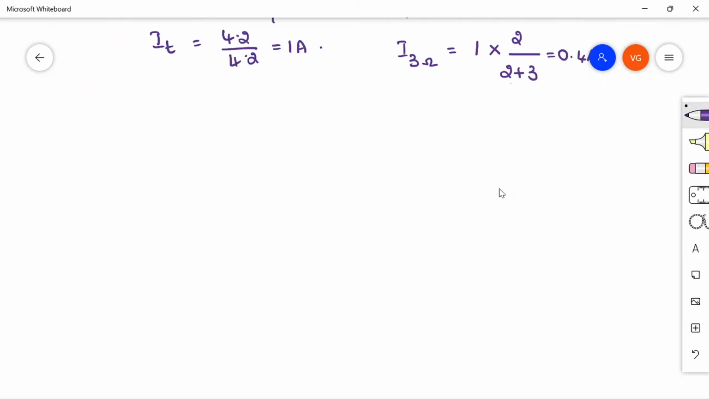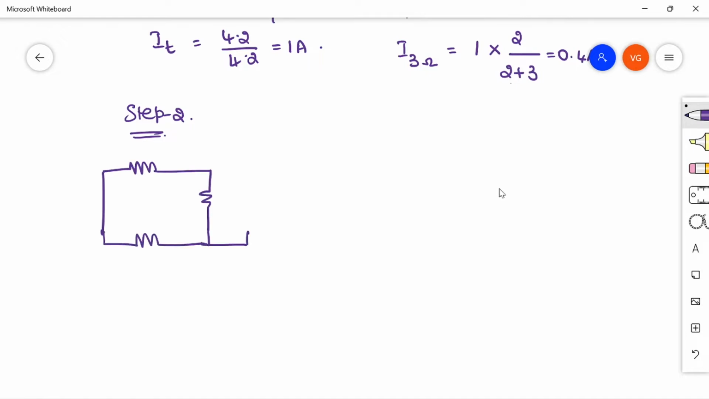Now let us redraw the circuit by short circuiting 4.2 volts and considering 3.5 volts, that is step 2. So I'll just redraw the circuit with the changes. So the circuit looks like this. I just replaced this with a short circuit and am redrawing. So this is the 4.2 volt source, that is short circuited. The second source is 3.5 volts. Here this is 2 ohm, this is 3 ohm, this is 2 ohm again, and this is 1 ohm.